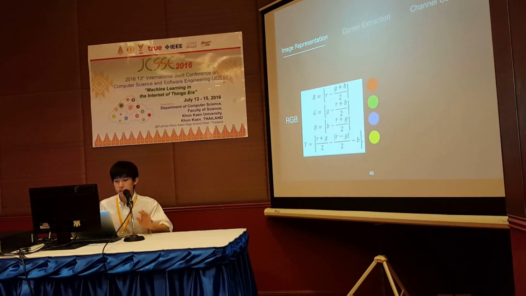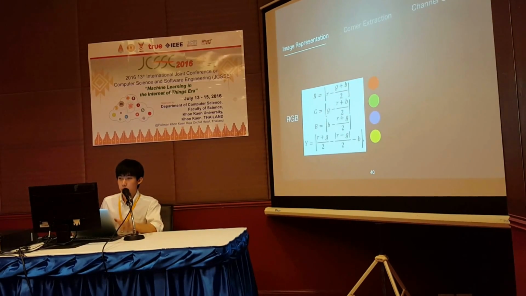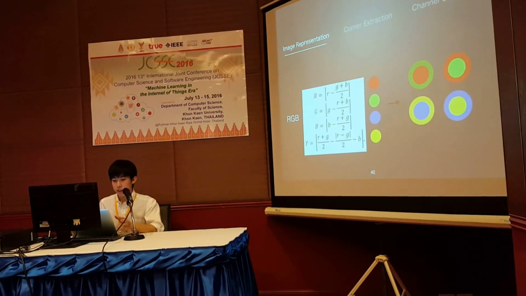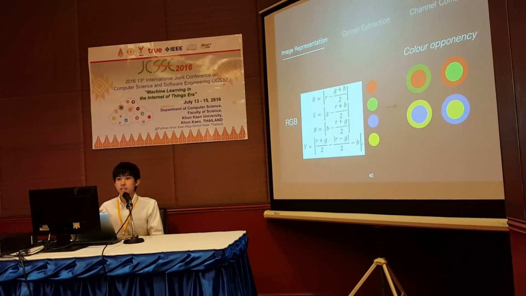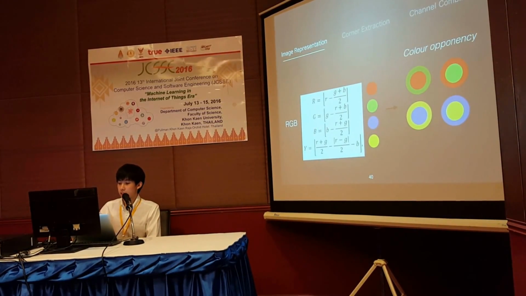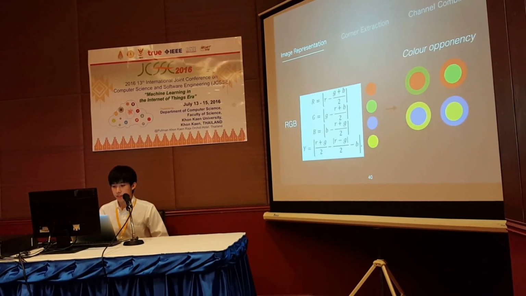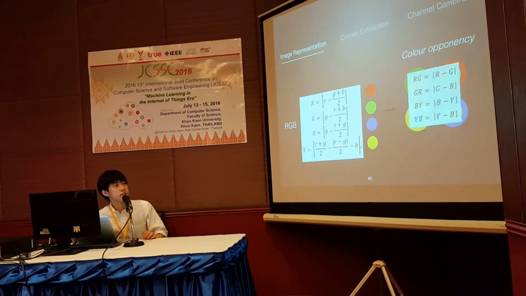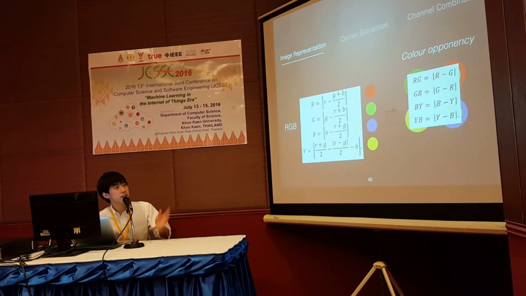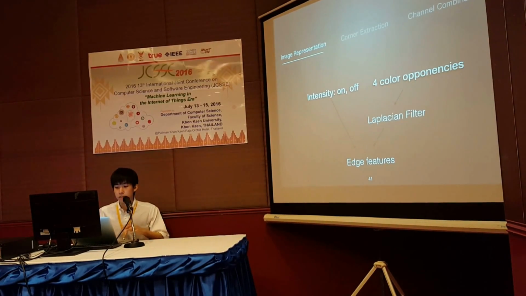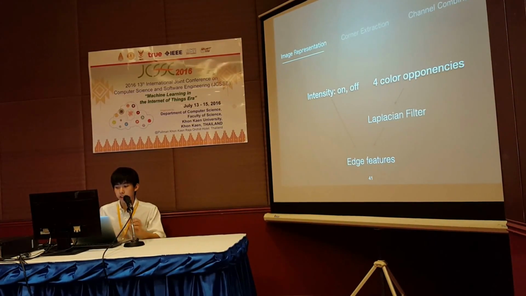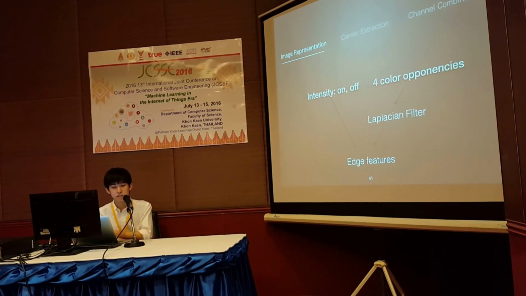For color channels, we first extract red, green, blue, and yellow, and then we compute color opponency, which is simply another color space for our visual system, to yield 4 color maps, and we can compute it by these formulas. Now we have 6 channels, on, off, and intensity channel, and we extract 8 features.